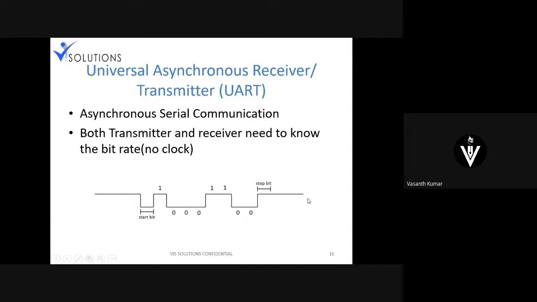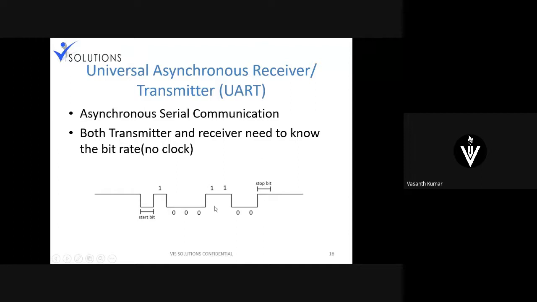When no data is being transmitted or received, the line is always high. Say this is the transmitter at this end and this is the receiver at this end. When the transmitter transmits, it first sends a start bit by making the default high line go low, so that the receiver knows this transmitter is going to transmit.